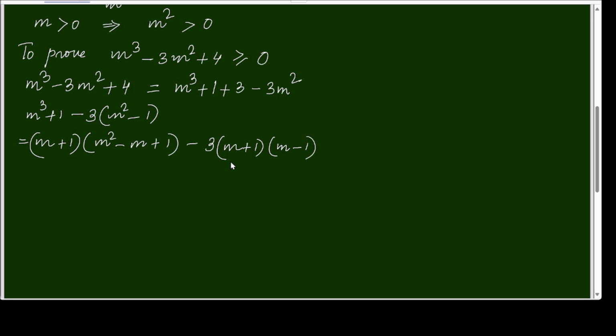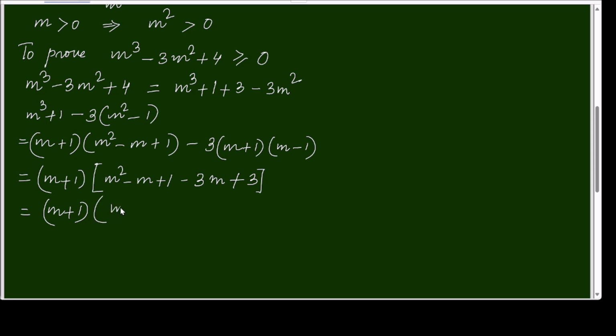So from both the terms I can take m plus 1 common. So here it will be left m square minus m plus 1 minus 3 times m minus 1. So ultimately that is m plus 1 into m square minus 4m plus 4.